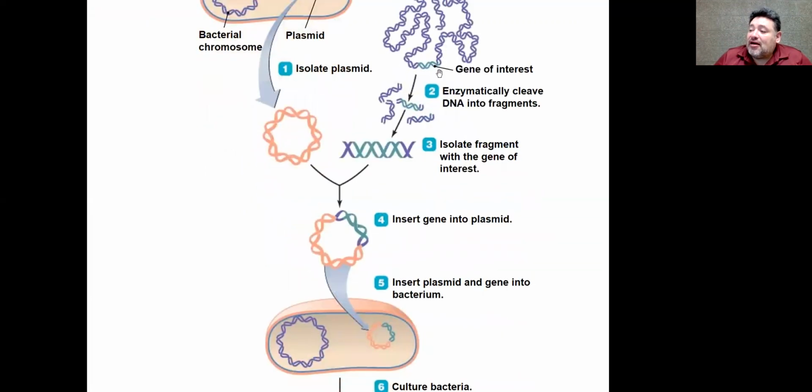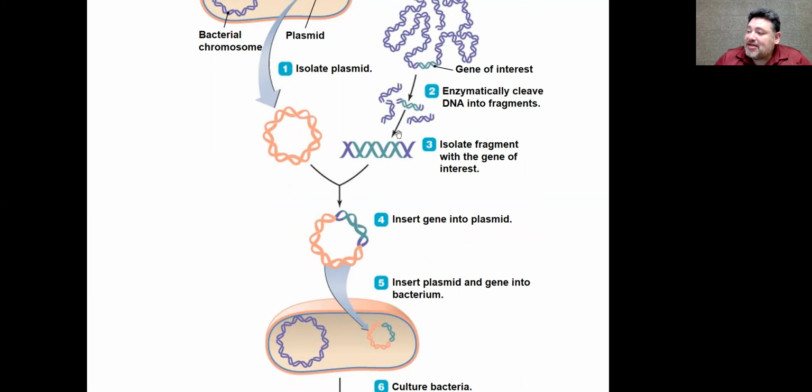And then, again, how do we cut it? We use these beautiful things called restriction enzymes, and we're going to cover those in just a second. They cut the gene at recognition sites, and then we have pieces of that gene. The plasmid is cut with the same restriction enzymes.